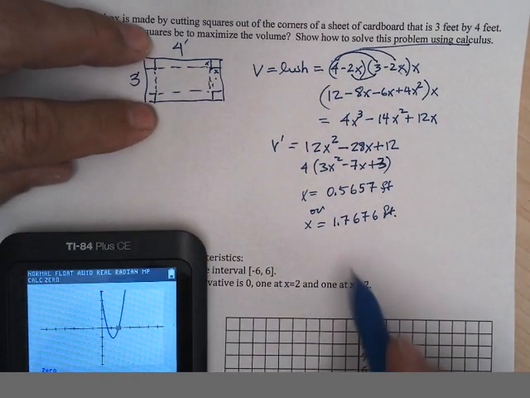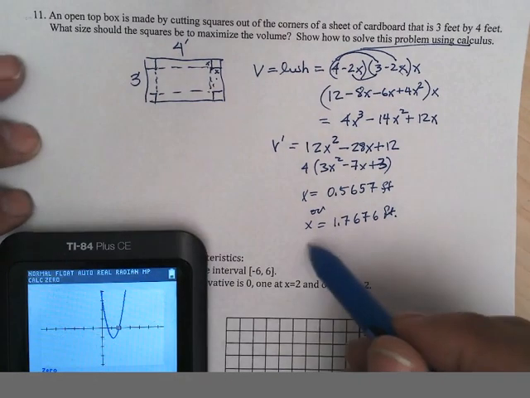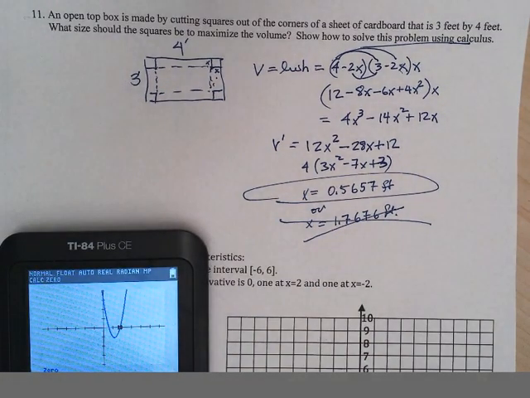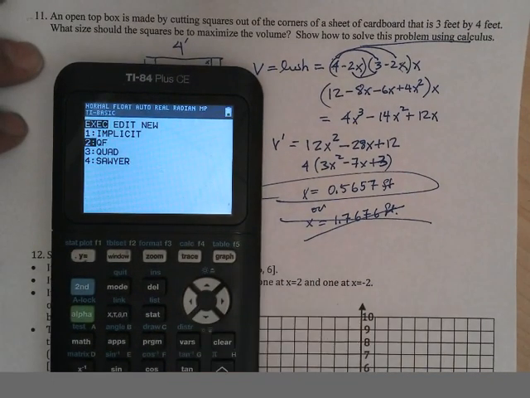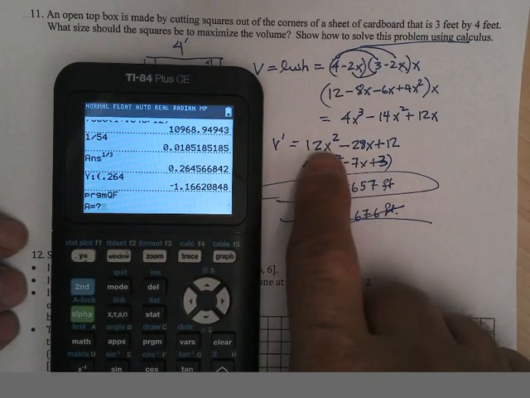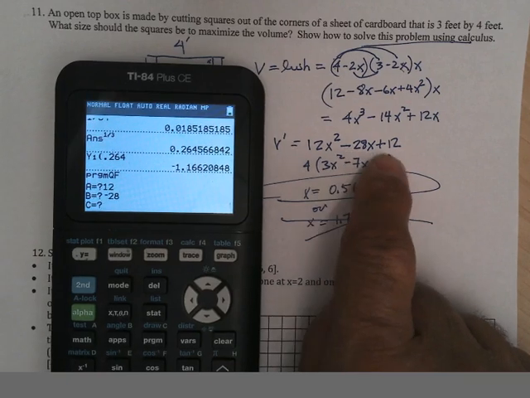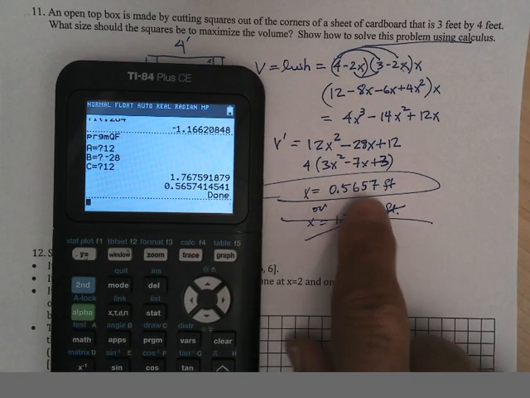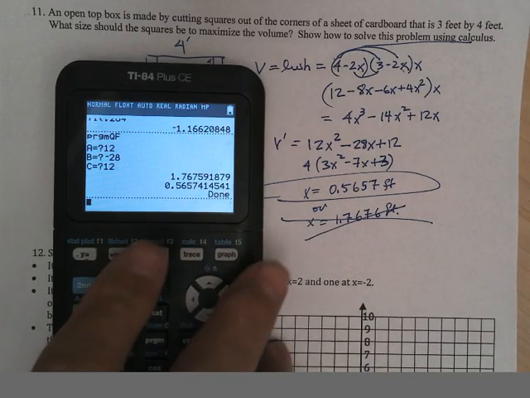Well, if this is 3 feet, we can't cut 1.7 out of each side, because the biggest we could do is 1.5, so this is not a valid answer, and so there's the size of the square. Now, since we programmed the quadratic formula, we could have put in A as 12, B as negative 28, and C as 12, and we would have got the 1.767 and the 0.5657. Or we could have worked out the quadratic formula longhand.